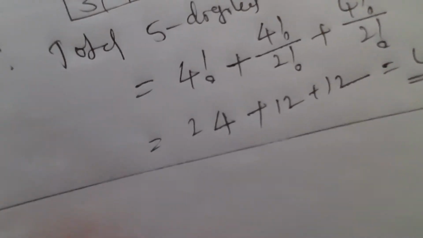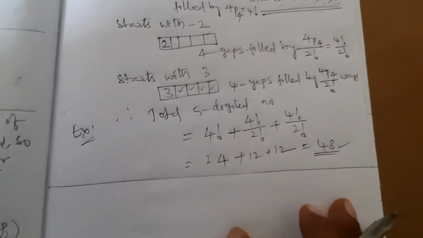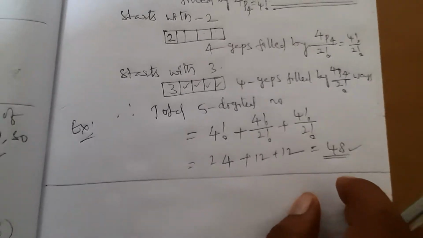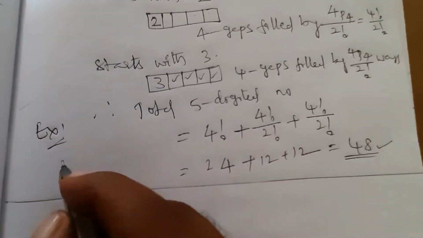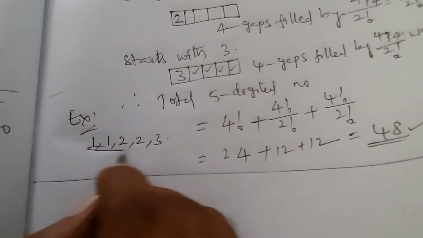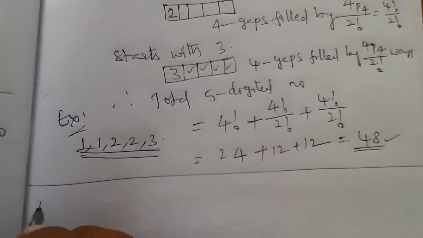Okay. Next, you can try yourself. One example I am giving. You can try yourself based on this only. The example is, find the number of 5-digit numbers using the digits 1, 1, 2, 2, 3. Try yourself this one: 1, 1, 2, 2, 3. Today, one more example I will also explain based on this. Okay, listen.